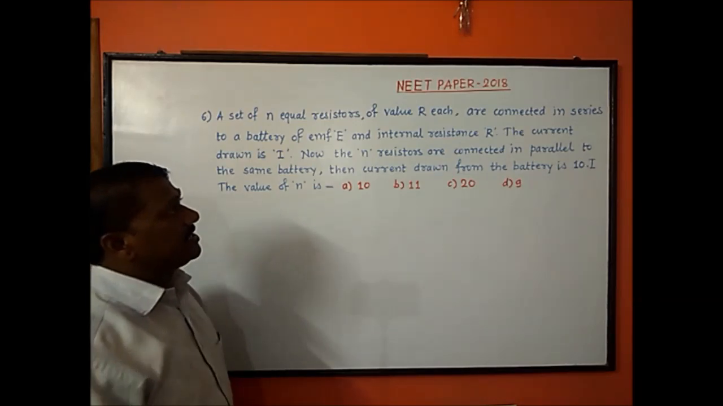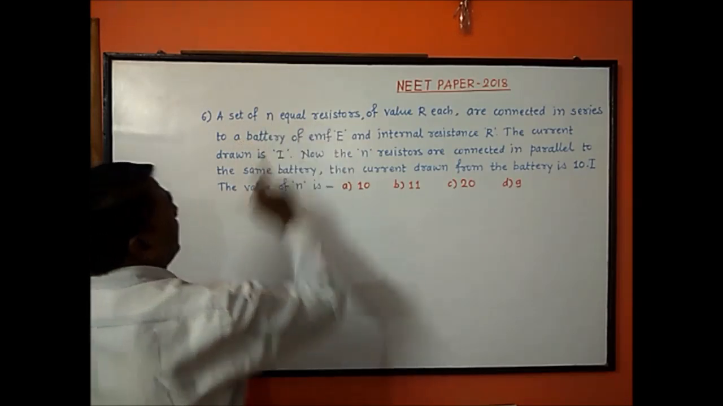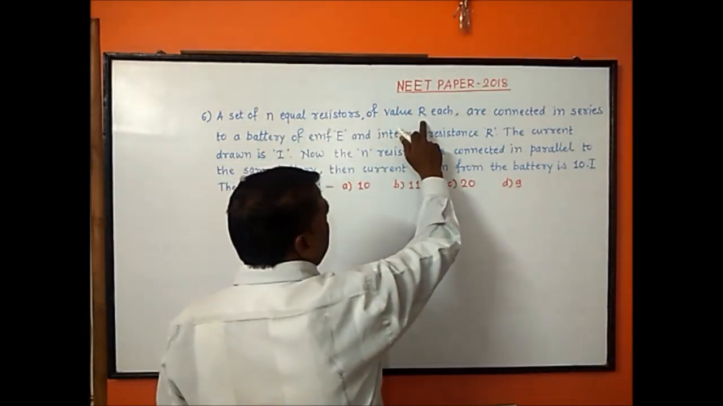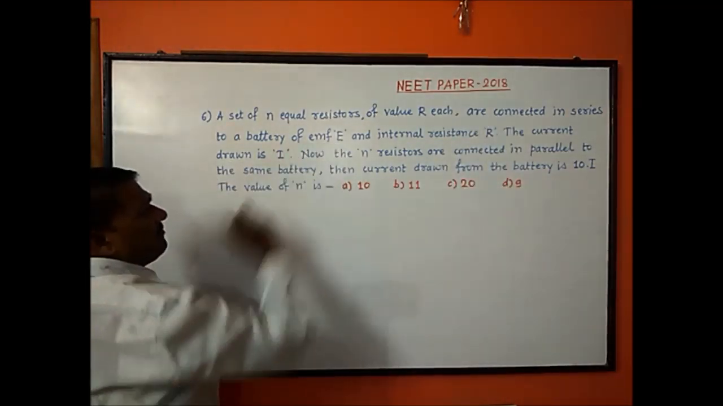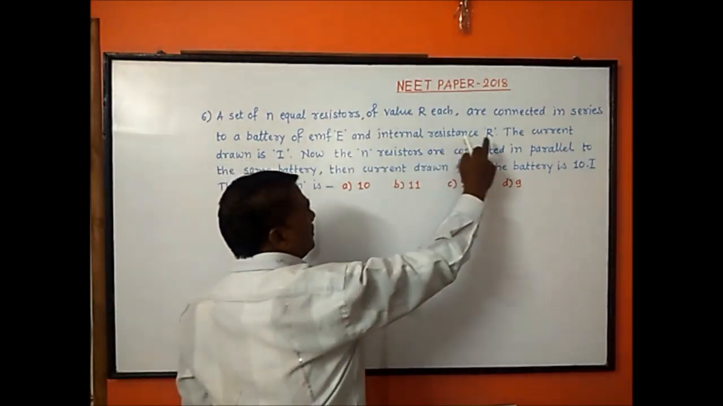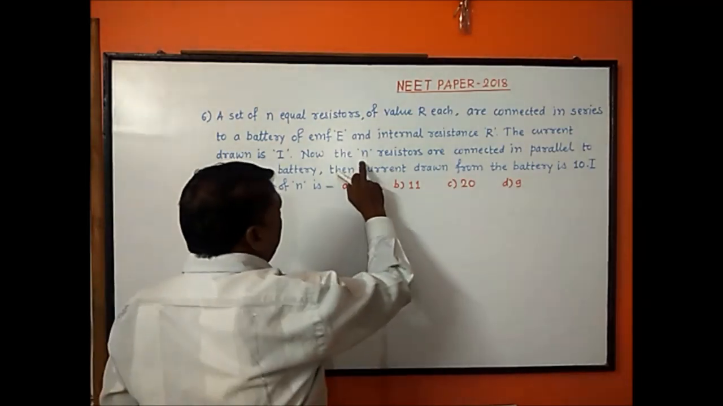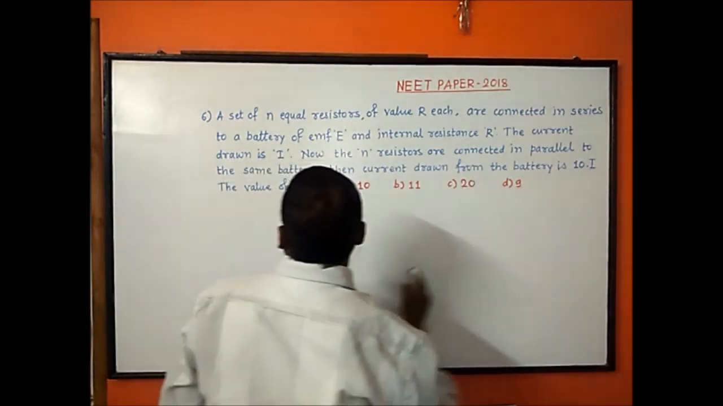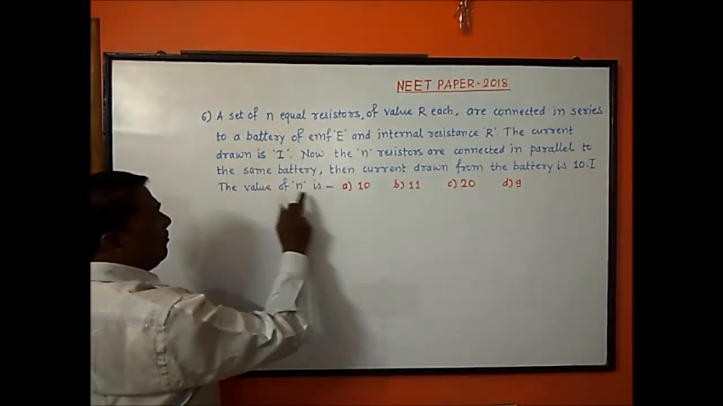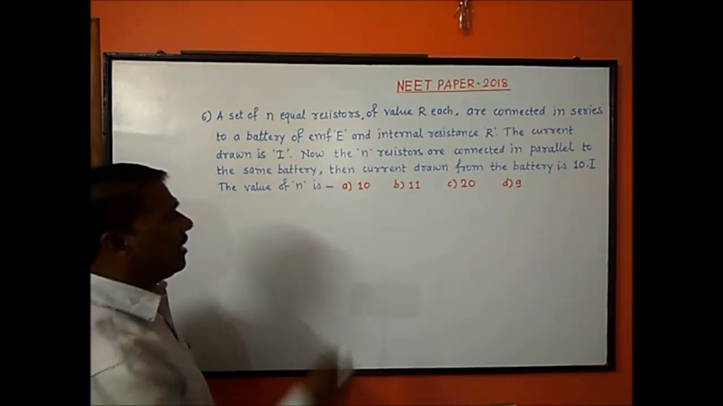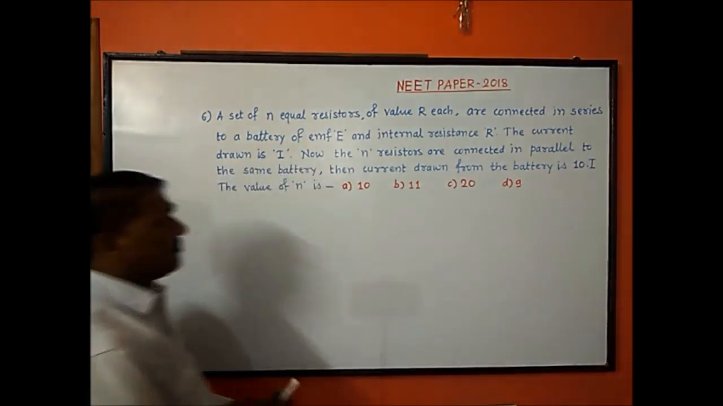Next example in this question paper is the sixth one. A set of n equal resistors of value R each are connected in series to a battery of EMF E and internal resistance R. The current drawn is I. Now the n resistors are connected in parallel to the same battery, then the current drawn from the battery is 10I. The value of n is? Options given are A 10, B 11, C 20 and D 9.